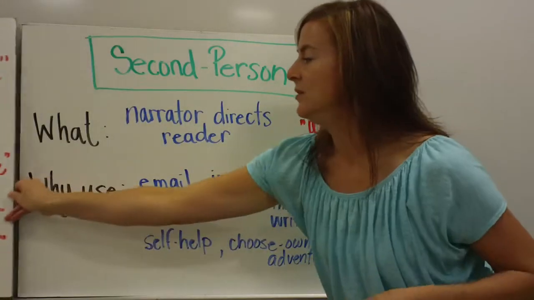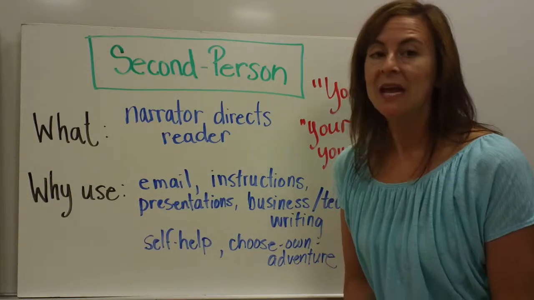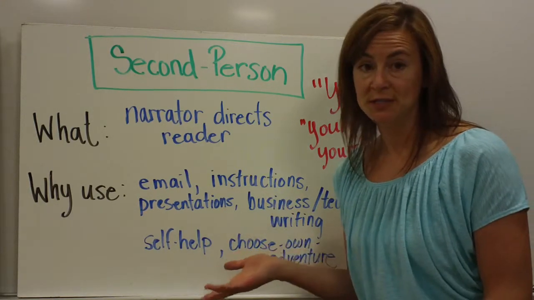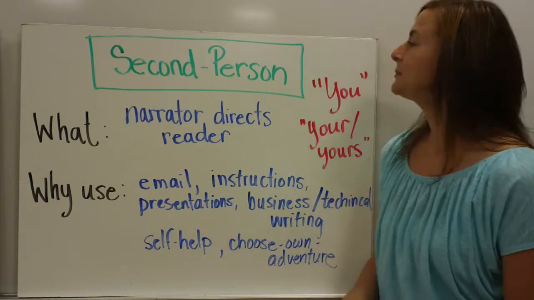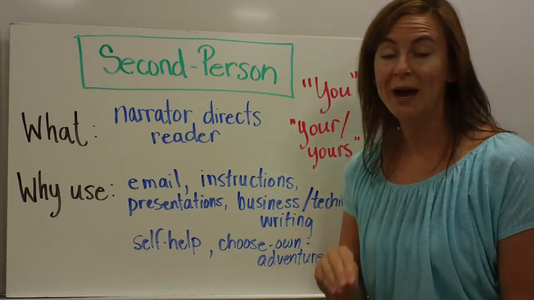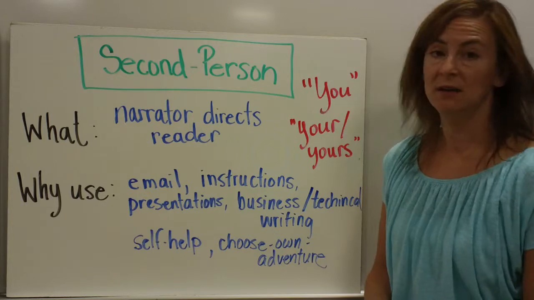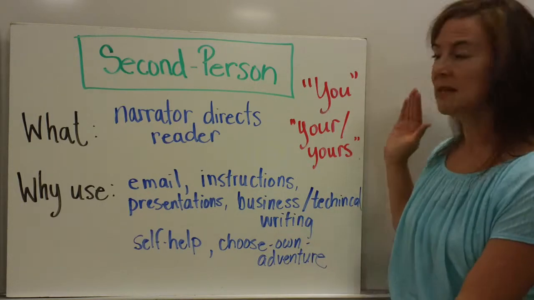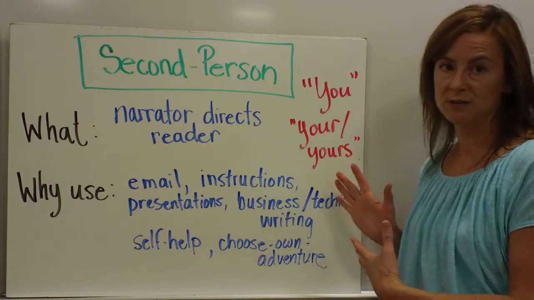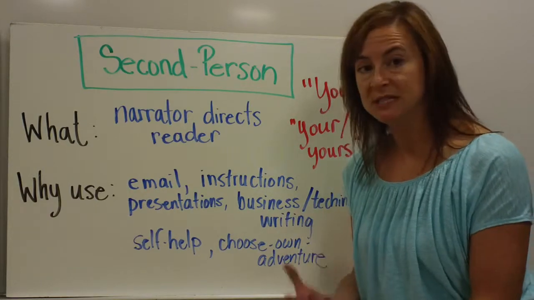The next point of view that you are responsible for knowing is second person point of view. This is far less popular than first person or third person point of view. In second person point of view, the narrator is directing to the reader. You will know that you are reading second person point of view when you see things like you should, or your, or yours. Why would we use second person, or where would you see second person?